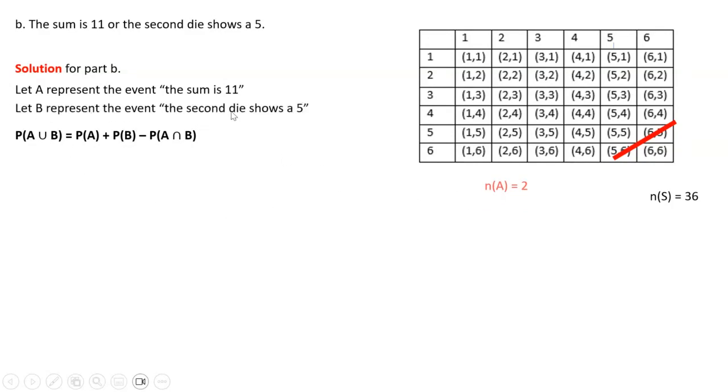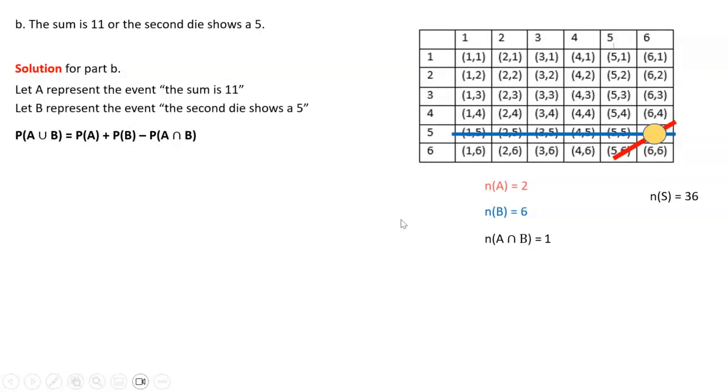Now let B represent the event that the second die shows a 5. So the second die is a 5, so it's going to be all these right here. How many are there? There's going to be 6. Now, where do they intersect? They intersect right there. So it's only going to be 1.